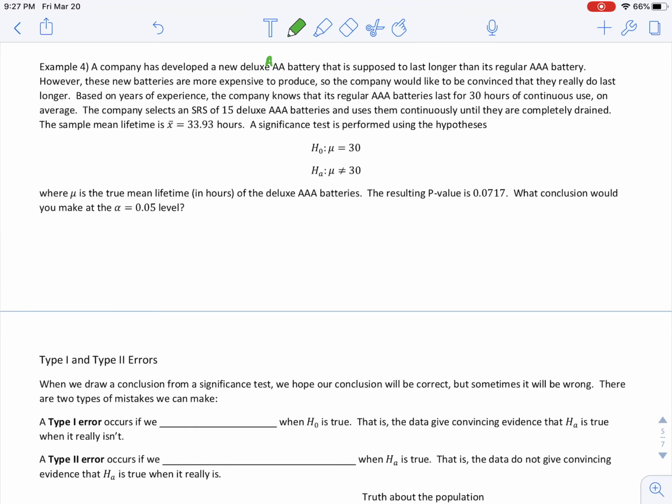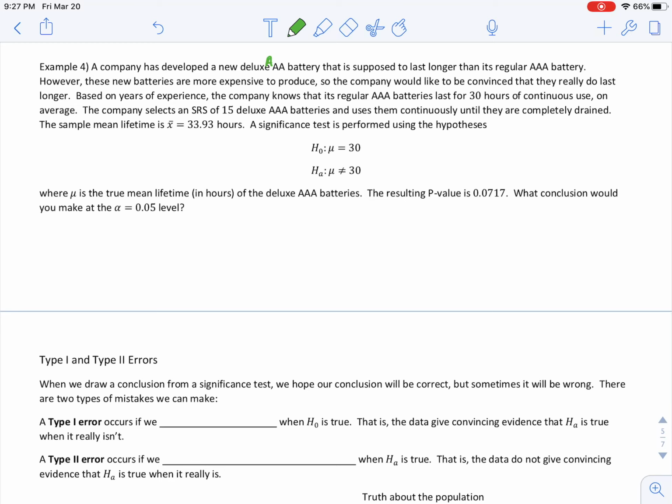The company selects a simple random sample of 15 of these batteries, uses them continuously until they've been completely drained, and the average of this sample for their lifetimes, the x bar, is 33.93 hours. A significance test is performed using these hypotheses. Mu is the true mean lifetime in hours, and the p-value is 0.0717. What conclusion should you make?